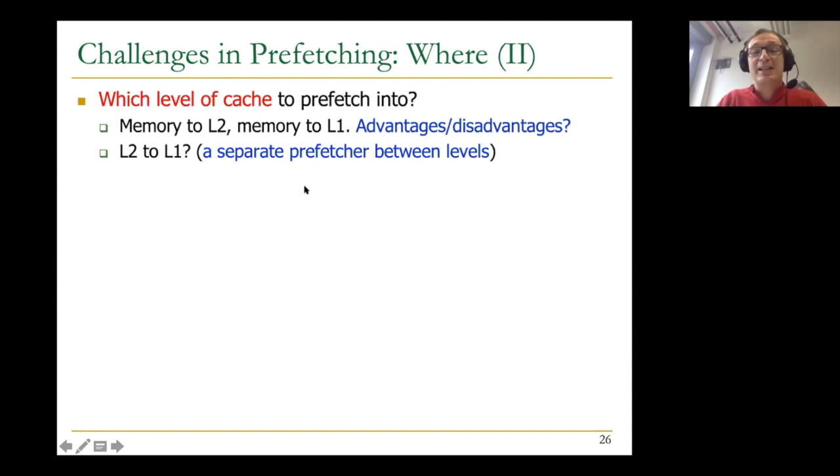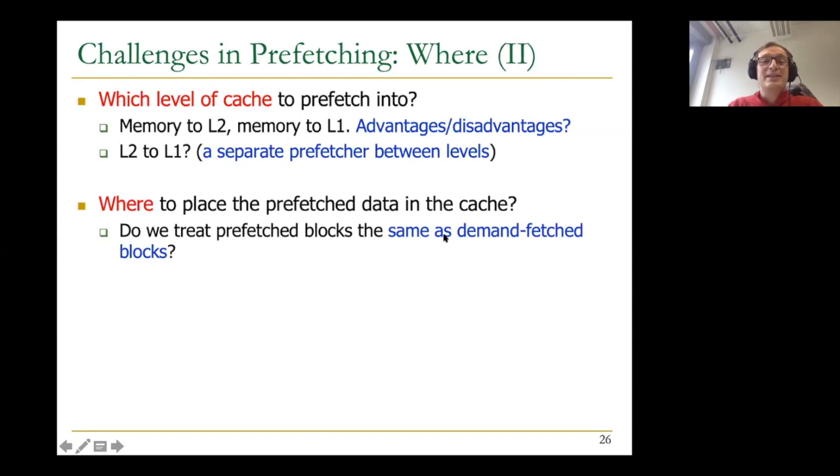You can imagine that this generalizes to many levels. So this can get complicated, as I mentioned when I showed you the picture of where potentially a modern hardware prefetcher fits in the system. And then there's another level of where, which I alluded to earlier, which is where do you place the prefetched data in the cache? Do we treat prefetch blocks the same as demand fetch blocks?